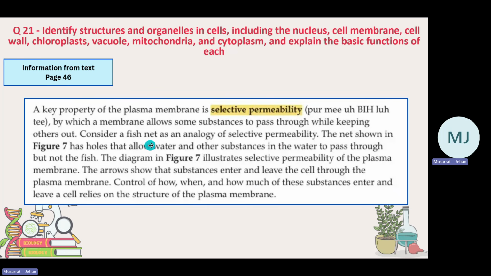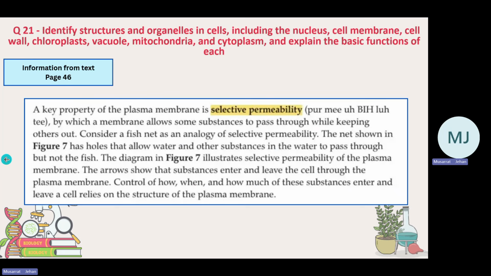Just like a fish net, as an analogy of selective permeability. The fish are inside the net, but the water and other substances can move through, but not the fish. So this is selective permeability. It has holes which allow water and other substances in the water to pass through, but not the fish. Selective permeability of the plasma membrane is shown there.